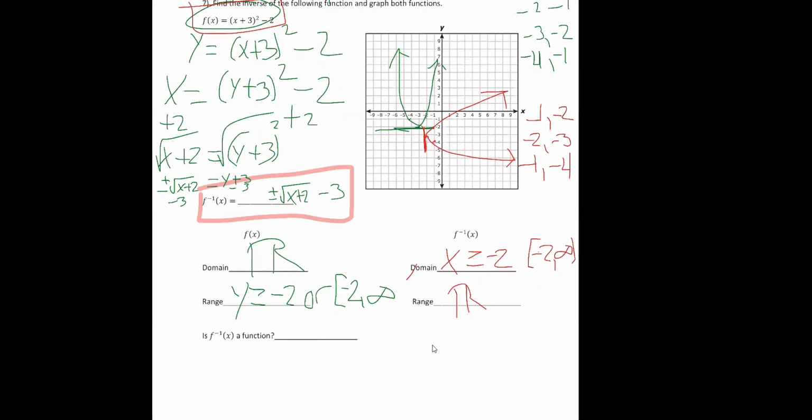Is your new function the inverse of a function? Well, you can either look, it fails the vertical line test, or remember, if your original function fails a horizontal line test, its inverse is not going to be a function. Just looking at your graph, it fails the vertical line test, or your original failed the horizontal line test. But since you have a picture of both, you could just look at your inverse.